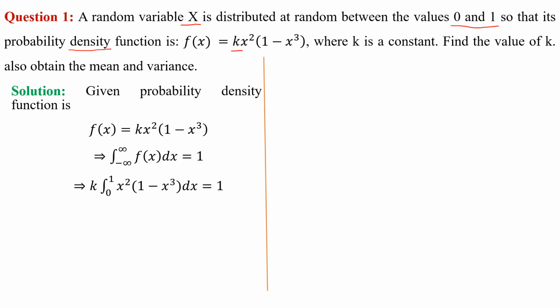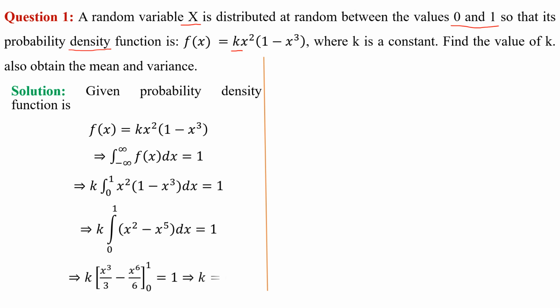that equals 1. By simple calculus integration, we obtain x^2 minus x^5 dx. Now by integrating, it is x^3 by 3 minus x^6 by 6, limit from 0 to 1. So what we get is the value k equals 6. So the first part is completed.